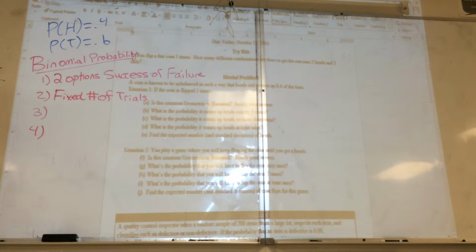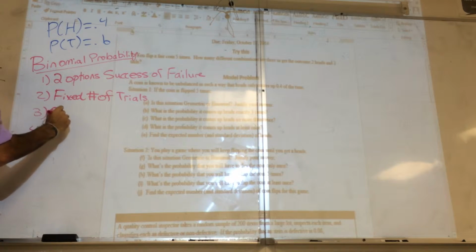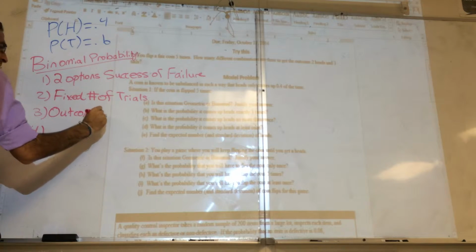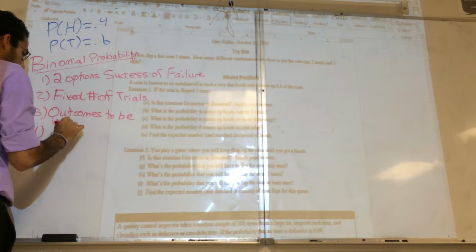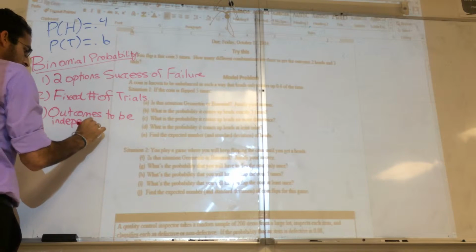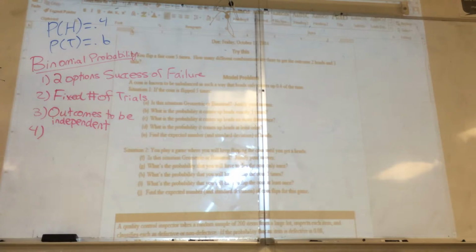So the third one is we need the outcomes to be independent. So if I flip a head the first time, that has no effect on whether I flip the next time. I just flip the coin again. If I roll the dice, the next roll has no effect. I mean, the first roll doesn't affect the second one.